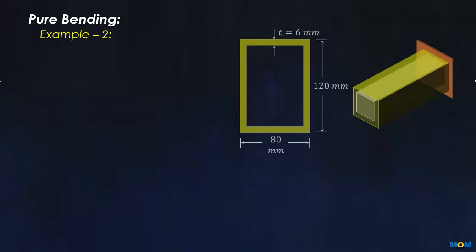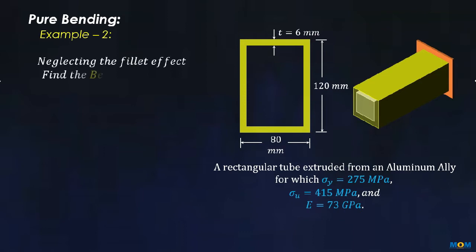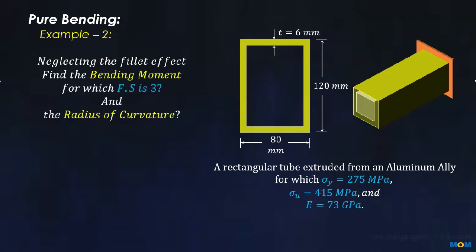In example 2, we have a rectangular tube extruded from an aluminum alloy. For that, the yield strength is 275 megapascal, the ultimate tensile strength 415 megapascal, and Young's modulus 73 gigapascal. Now for this case, neglecting the fillet effect, we have to find the bending moment, for which the factor of safety is 3, and the radius of curvature.